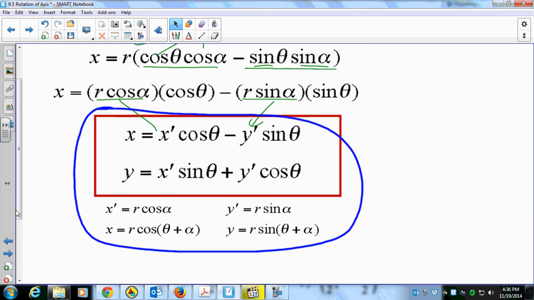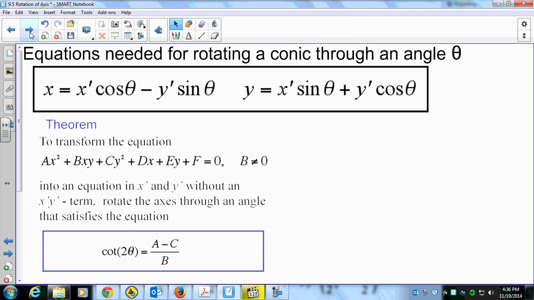And we'll make sure to use that in class here. So what we're going to understand now is that we're going to be dealing with forms where we have this b term, where we can't complete the square and get those nice equations that we had before. And we're going to rotate these conics through an angle. So we're going to really make use of these formulas that we had on our previous slide here.